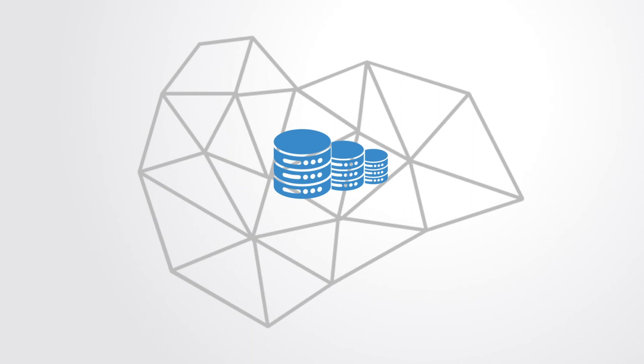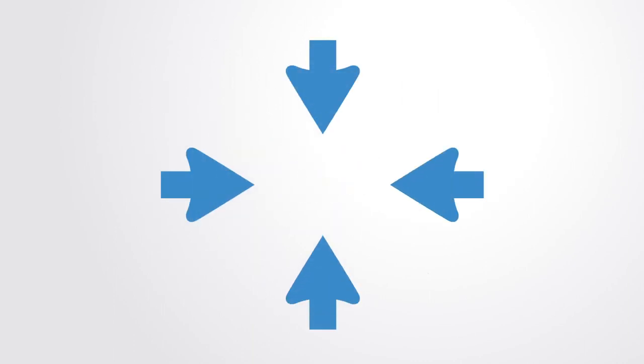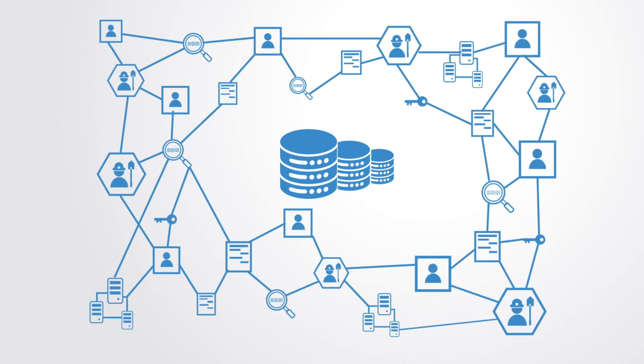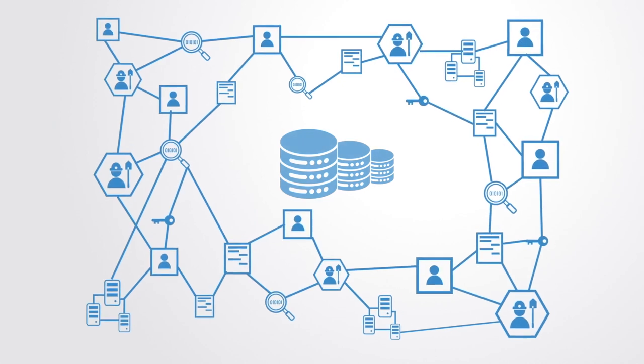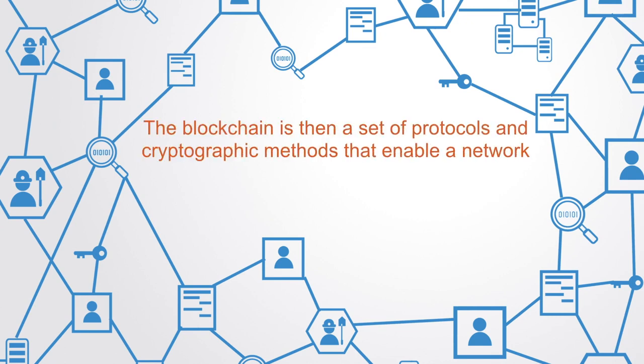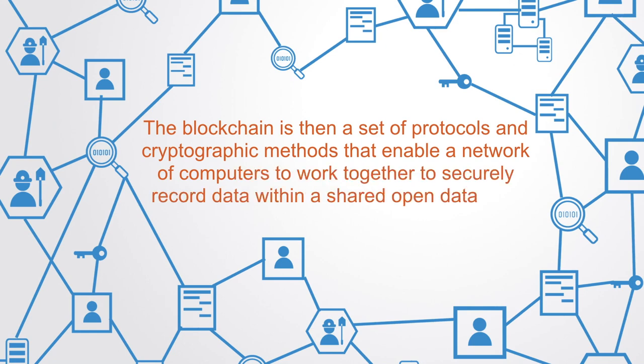Digital databases have been around for a while now, but until recently, they've been designed to centralize information on one computer or within one organization. The blockchain, though, uses a distributed network of computers to maintain a shared database. The blockchain is then a set of protocols and encryption methods that enable a network of computers to work together in securely recording data within a shared open database.